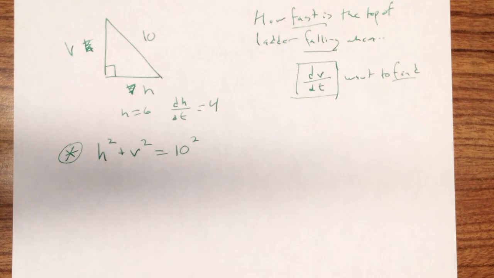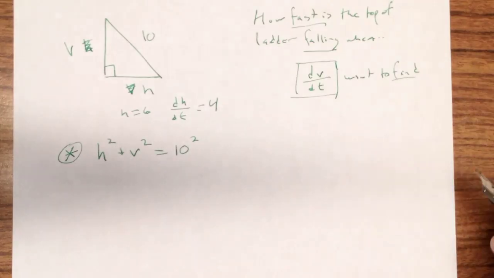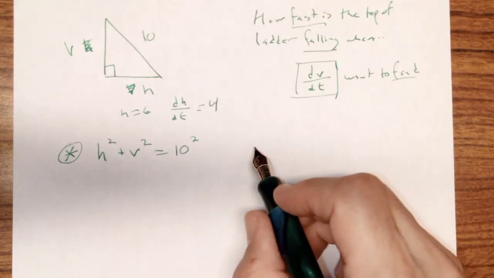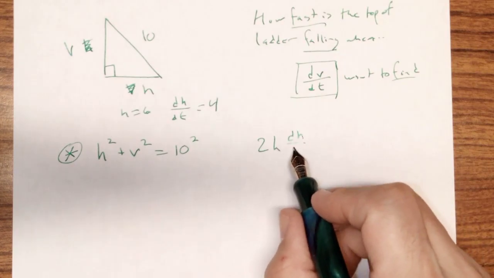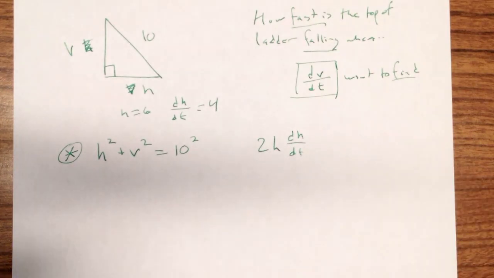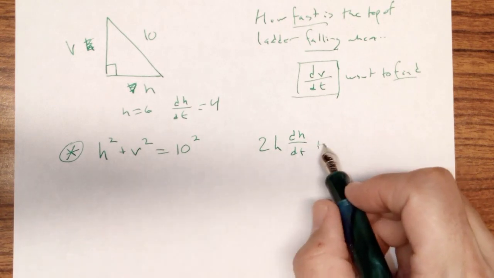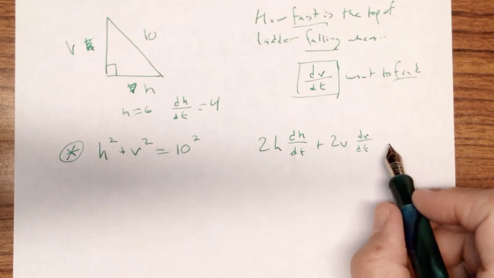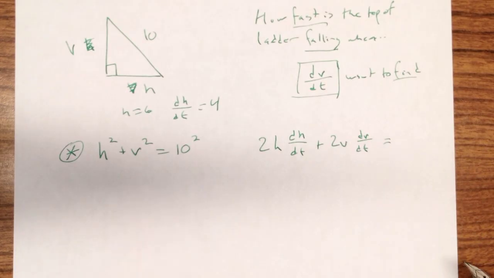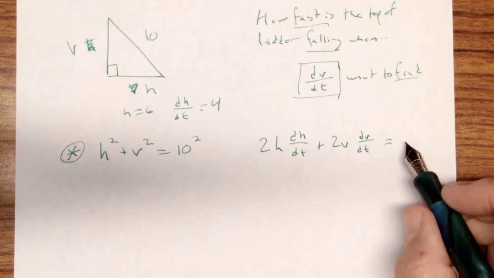With respect to time, derivative of h squared is 2h. But wait, there's more. dh dt. Because I'm taking my derivative in t, not in h, not in v. Same thing here. Derivative of v squared is 2v dv dt. What's the derivative of 10 squared? Well, wait a minute, 10 squared is 100. What's the derivative of 100? That's a constant. Its derivative is 0.